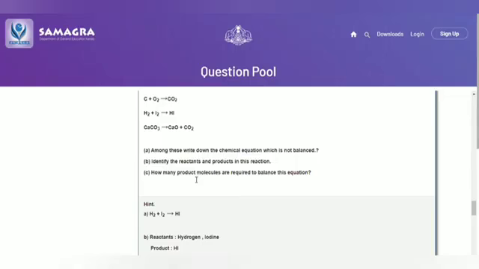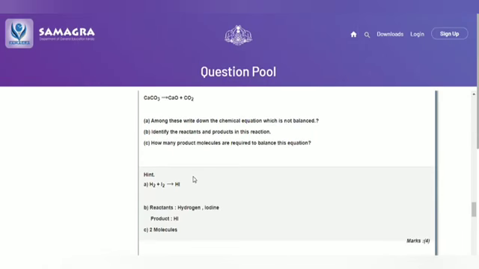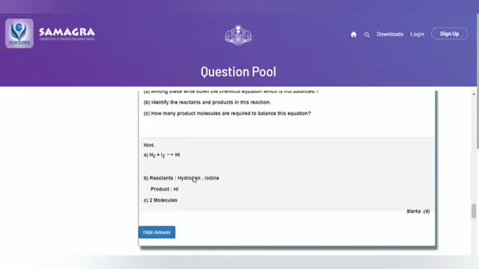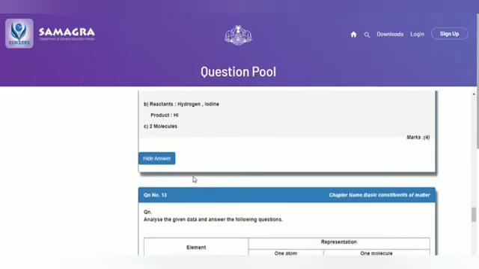Then identify the reactants and the products in this reaction. Reactants are hydrogen and iodine, and the product is hydrogen iodide. How many product molecules are required to balance? 2 molecules are required.